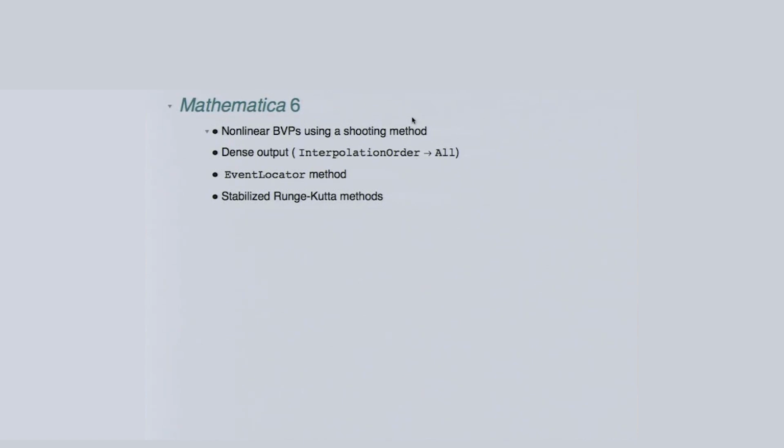Okay, in Mathematica 6, we added a shooting method for nonlinear boundary value problems. We added dense output, or continuous output is what some people call it, which is accessed by using InterpolationOrder All, so that gives you very smooth solutions. We added an event locator method that allows you to set up events, and we're taking that to the next step in version 9. I'll be showing you this soon. And we added stabilized Runge-Kutta methods, and those have been improved now to ROCK methods.